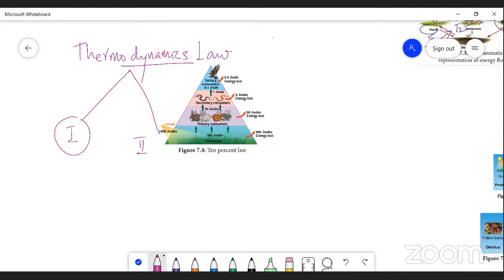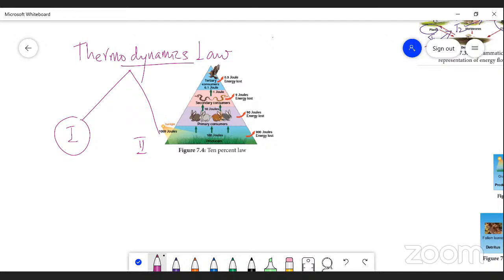According to that, energy is stored from one organism to another, which means the transfer of energy from one trophic level to another trophic level. But the energy is a constant, energy is a stable form. One type of energy can be transferred into another form of energy, but energy is neither created nor destroyed. This is called the universal law of energy, right?